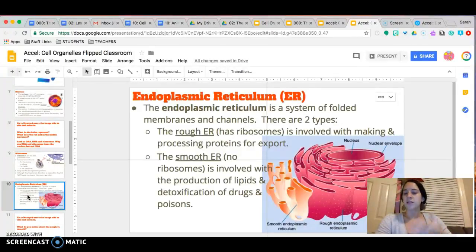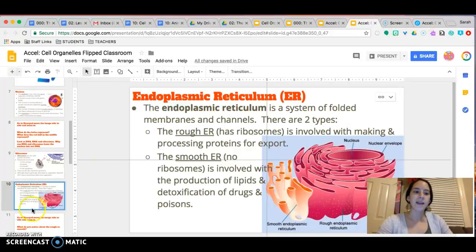Now, the cell can have a lot of different poisons and drugs that come into it, both natural ones that your body actually produces and needs to get rid of, and ones that you introduce into your body. That's what the smooth ER is for. That's why you have so many of them. For example, you're going to find a lot larger and bigger smooth ERs in your liver than you are in a muscle, things like that.